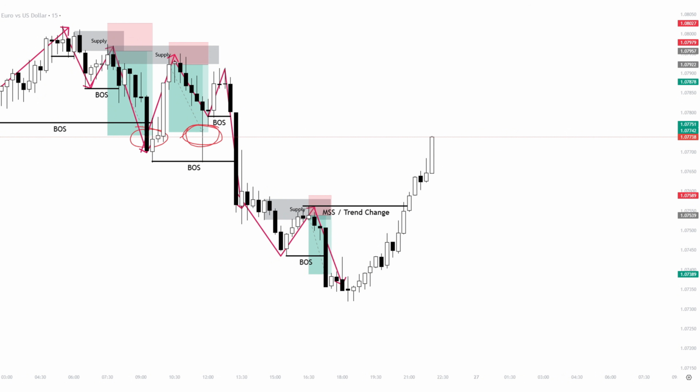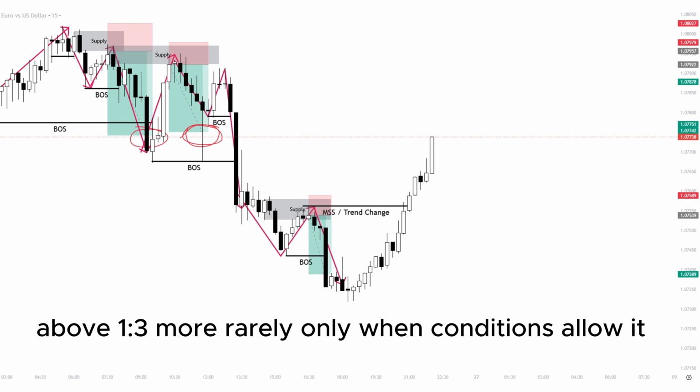But if we sell short with the trend, like 4 trades, and we win all of them, at some point the loss will inevitably come. But that's not a huge problem, as long as you keep a positive risk to reward, the sweet spot being around 1 to 3. And for beginners 1 to 2, and above 1 to 3 more rarely, only under certain conditions, that I might make a video on in the near future.